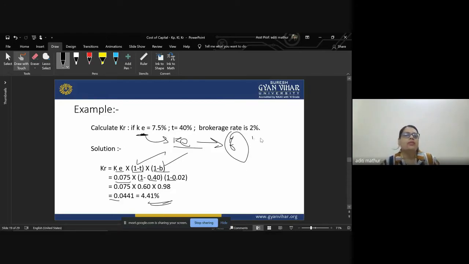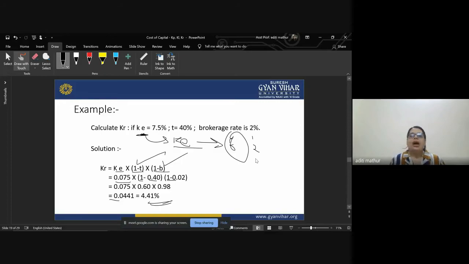That is with the help of dividend methods, earning yield methods, realizable method, or with the help of your CAPM model. Any of the formulas can be used to calculate your KE, and then you simply multiply it with 1 minus T and 1 minus B, and you will get your KR.